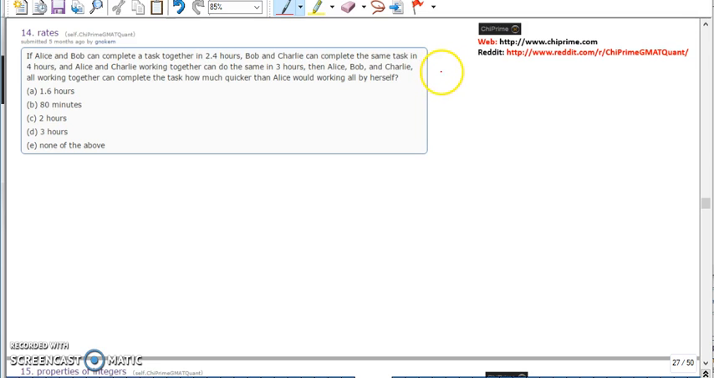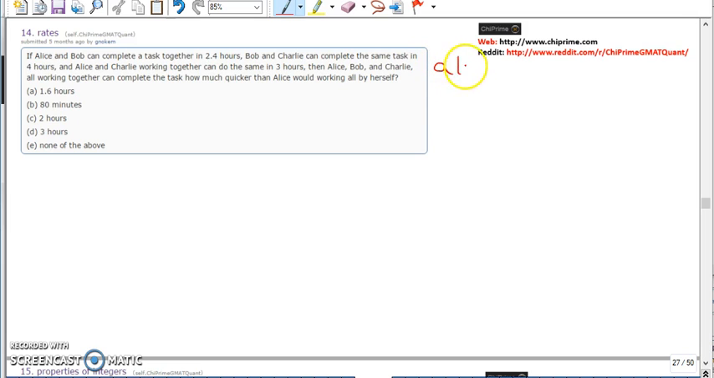Alright, so let's begin. This is a work or rate problem where we're given the times that Alice, Bob, and Charlie take to complete a certain task in pairs, and then we're asked how much longer Alice would take to complete the task on her own than it would take for her to do it with Bob and Charlie together. So let's start by defining a few variables.